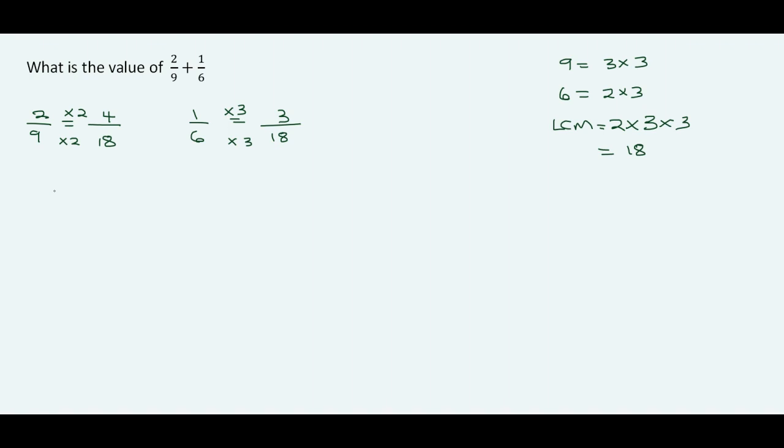So our new fraction is 4 over 18 plus 3 over 18, which is going to give us, let's do it the right way, let's follow our steps. So denominator is 18, we have 4 plus 3, which is going to give us 7 over 18. Final answer, because we can't simplify.